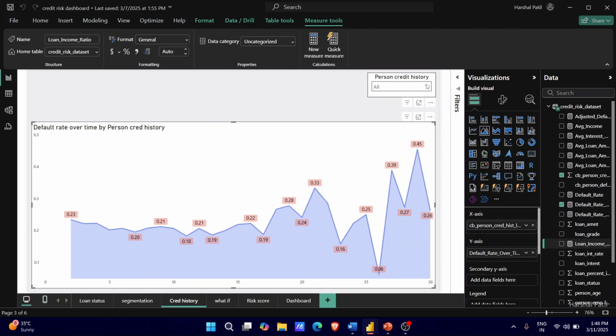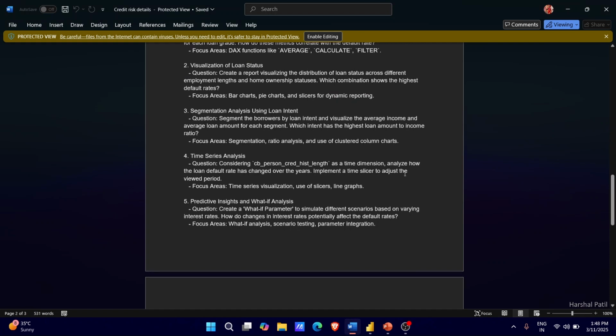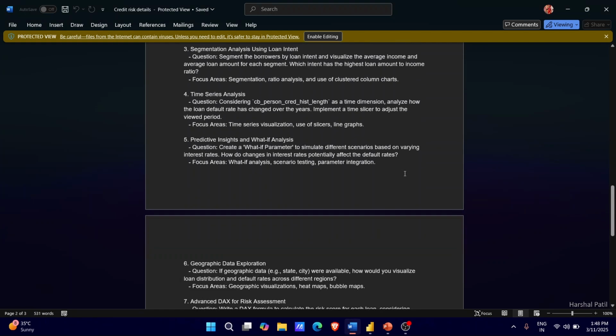And here we created this person credit history slicer where we can select the person's credit history. And on to the next question. Create a what-if parameter to simulate different scenarios based on varying interest rates. How do changes in interest rates potentially affect the default rate?